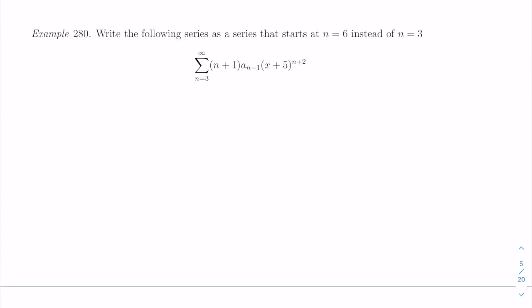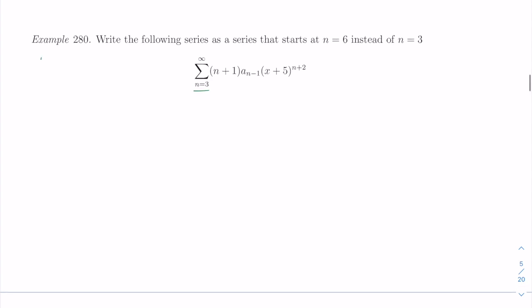Next one. What about the other way? So let's do it at n equals 6 instead of n equals 3. So let's go the other direction now. Okay, so I want to start it a little bit later. So I want i to be n plus 3. So that way when n equals 3, i equals 6, right? Good. And then n is going to be i minus 3. So now it's going to start at 6 and go to infinity.